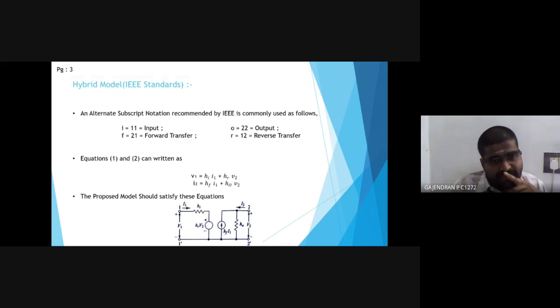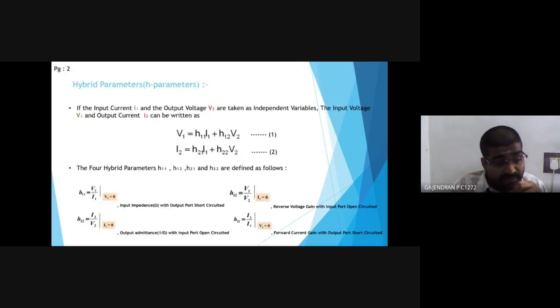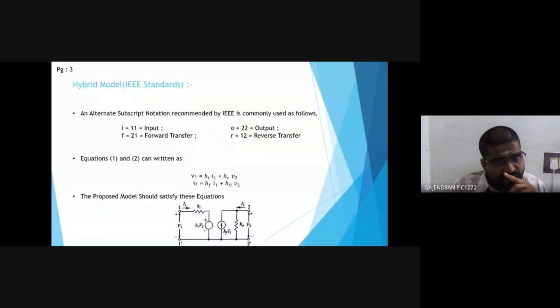And if the numbers change, it's a mixture of two numbers, 2 1 and 1 2. If it's 2 1, they mention F as forward transfer, because in the previous slide you can see H21 is considered as forward current gain, so they mention forward. Similarly, 1 2 is considered as reverse transfer, so they mention it as R. By updating the annotations, we can write equation 1 as V1 equal to HI I1 plus HR V2, and equation 2 as I2 equal to HF I1 plus HO V2. O means 2 2.